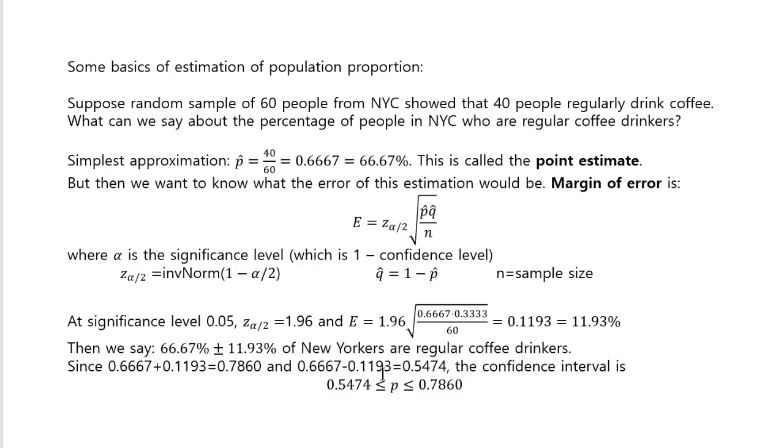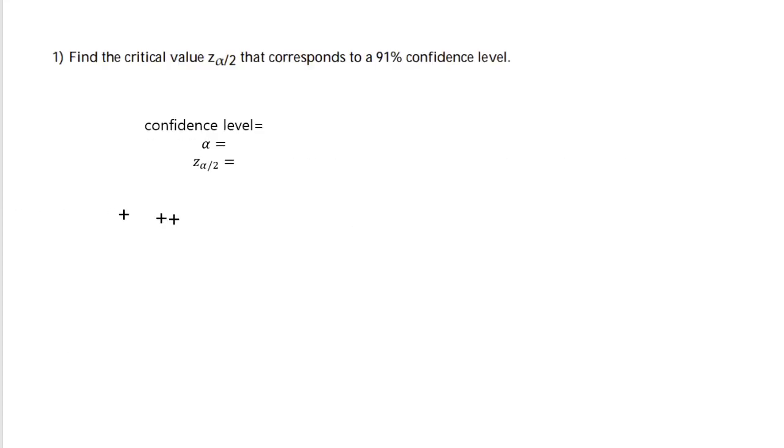So when you have such a result, you should be able to convert it to an interval notation like this one. It's not a confidence interval like this one. Okay, so I guess we're ready to do some questions. Now let's go to the very first question.